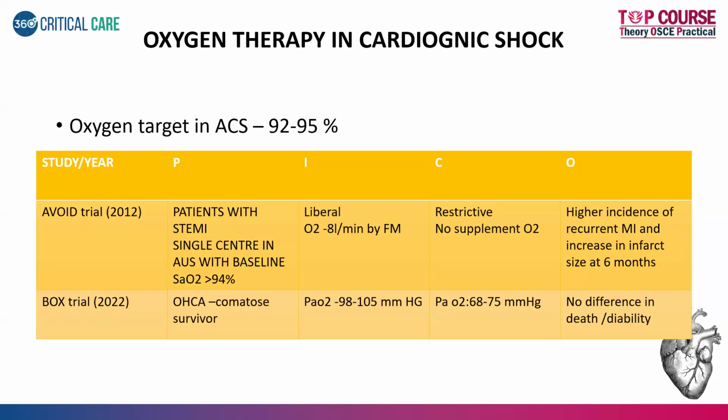The BOX trial actually had a very sick population. The population were out-of-hospital cardiac arrest patients who were comatose survivors. The control group had a restrictive strategy, where they received arterial oxygen between 68 to 75 mmHg, and the liberal parameters were between 98 to 105. In this BOX trial, they did not find any difference in death or disability.